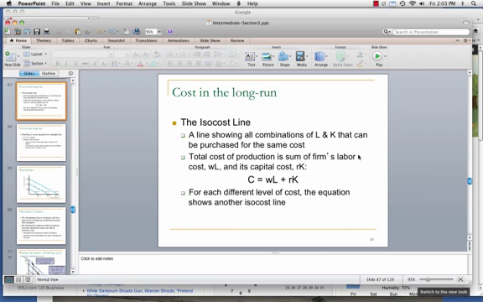This gives us an ISO cost line. This ISO cost line looks exactly like the consumer's budget constraint. That ISO cost line would say for a set cost, or a set firm's budget, that would be equal to the wage rate times the quantity of labor, plus the price of capital, which is the rental rate, times the amount of capital.